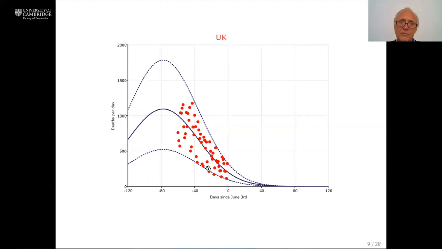This is the same picture for deaths, and you can see, rather surprisingly, that the peak point for deaths occurred a little bit prior to the peak of the cases.